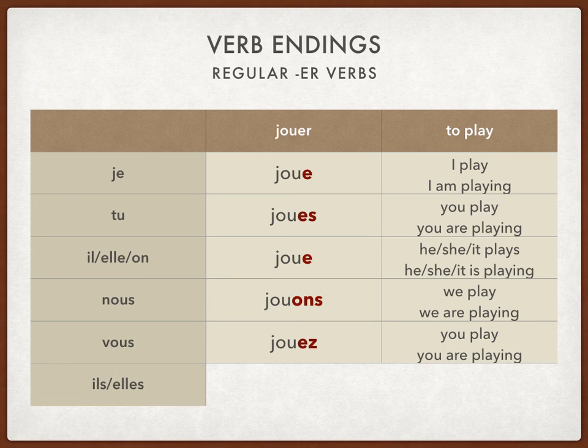And finally for ils or elles, we add an ENT, ils jouent. Notice that we don't pronounce the NT, it just sounds like the other top 3 forms, ils jouent. And so that means they play or they are playing.